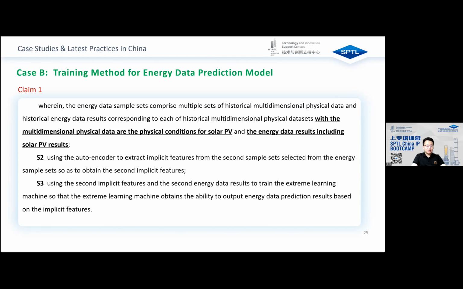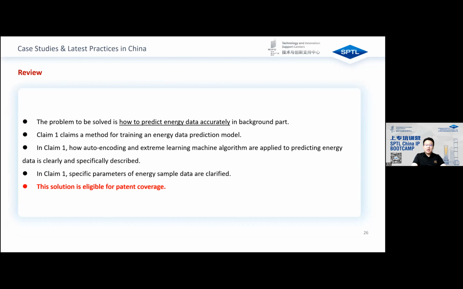All right, let's skip the rest of the steps and see how the examiners review this case. First, the problem to be solved is how to predict energy data accurately in the background part, which is the same one as case A.